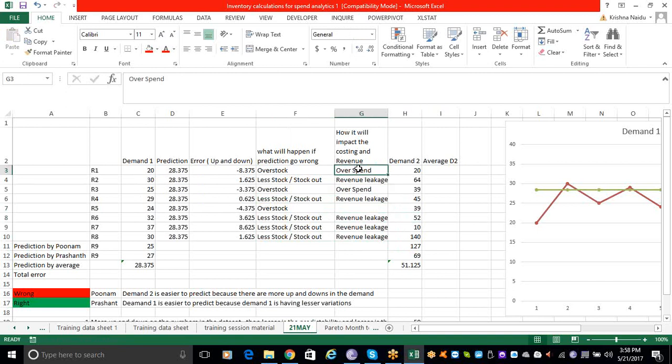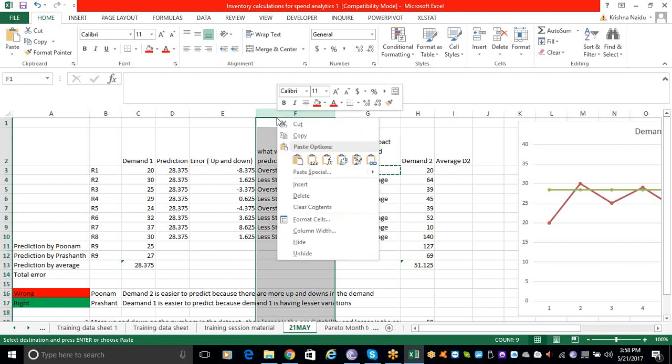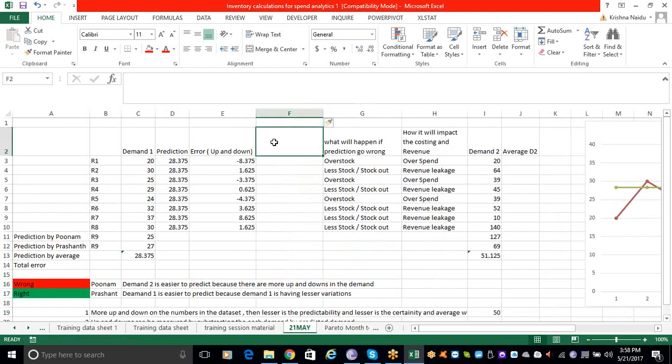Great. So this is a way you can find how the spend leakage is happening, how the money leakage is happening, and how much money leakage has happened. Okay. So let's assume that the per unit cost is 100 rupees.